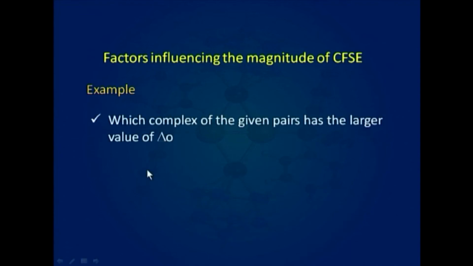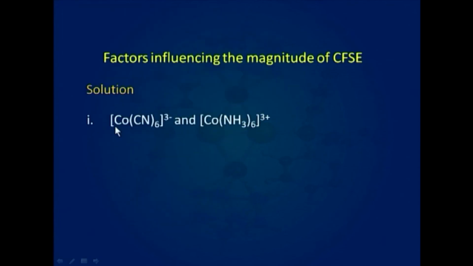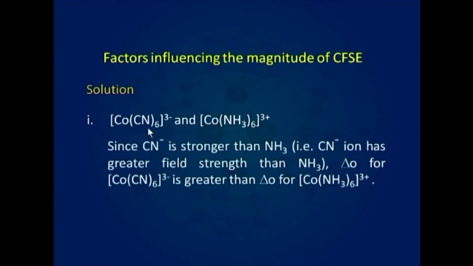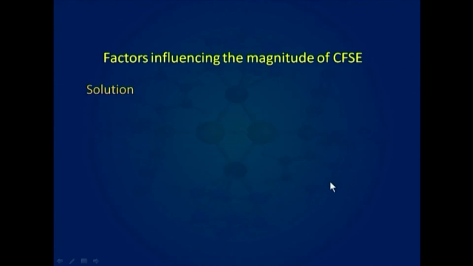Which complex of the given pairs has the larger value of crystal field stabilization energy? First pair is [Co(CN)6]3- and [Co(NH3)6]3+. Since CN- is a stronger ligand than NH3, the crystal field stabilization energy for [Co(CN)6]3- is greater than that for [Co(NH3)6]3+.